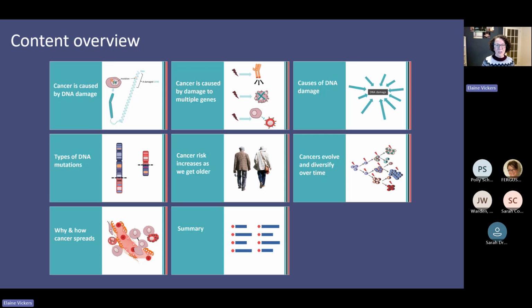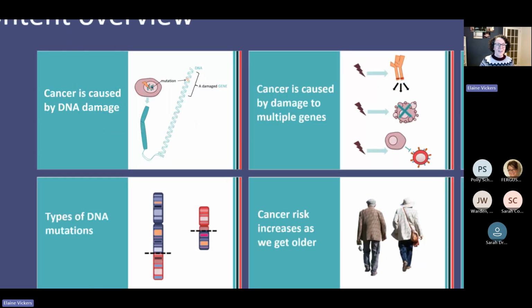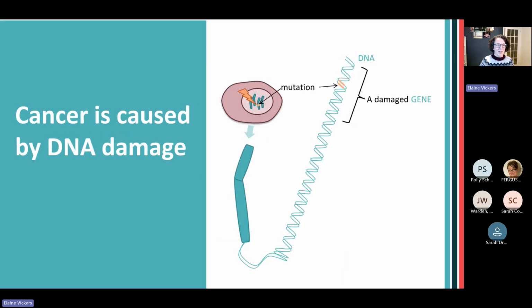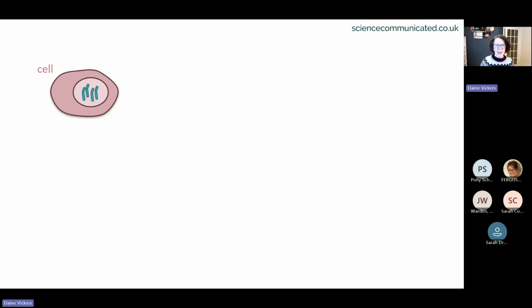I will then turn to the way cancers evolve and diversify over time and why that is such an obstacle to curing cancer patients, along with the way that cancer can spread around the body. But I'm going to begin where I think we often begin, with cancer as a disease caused by damage to our cells' DNA.